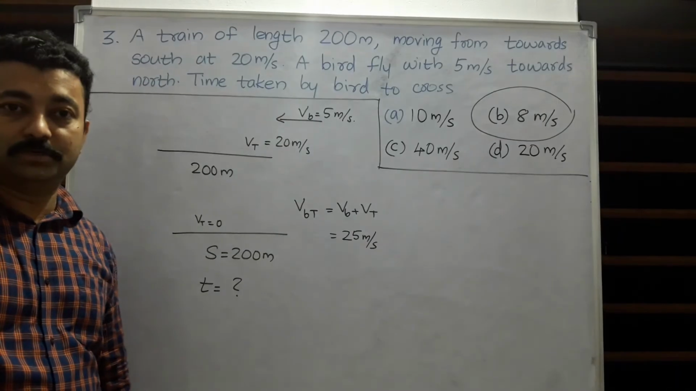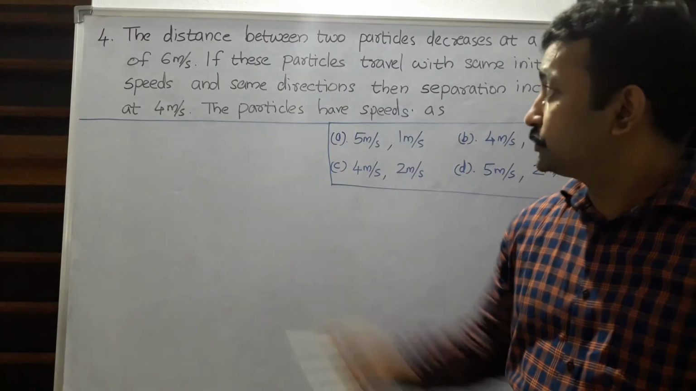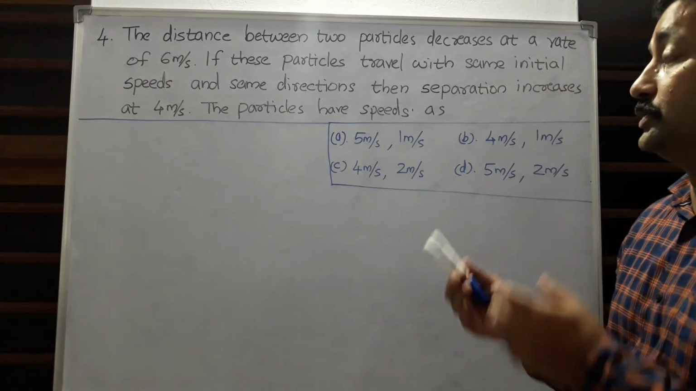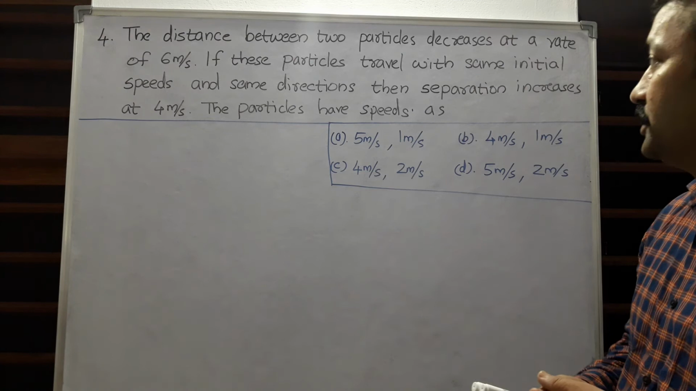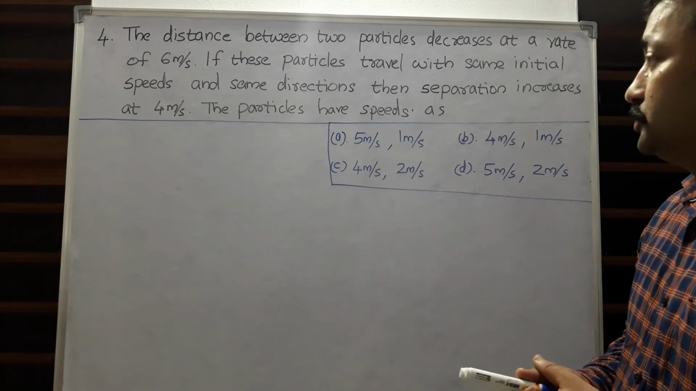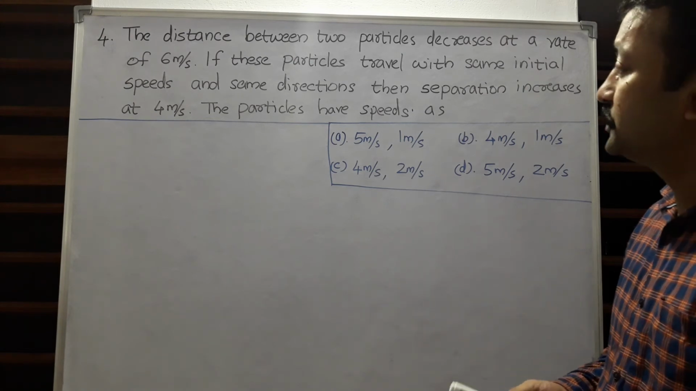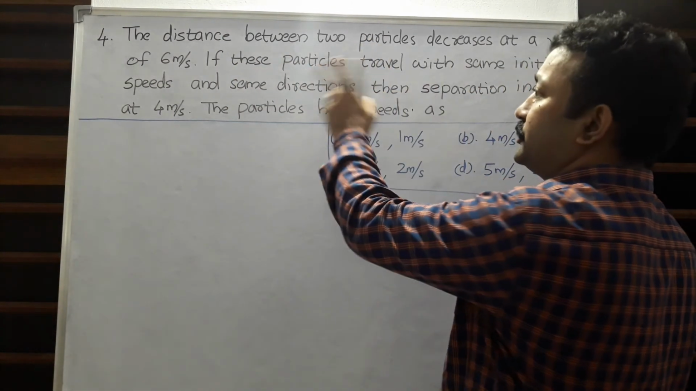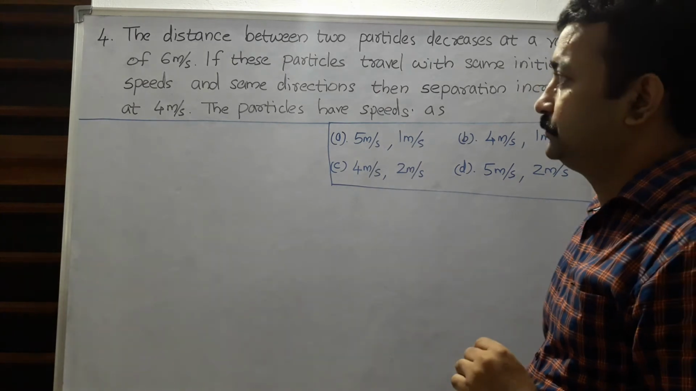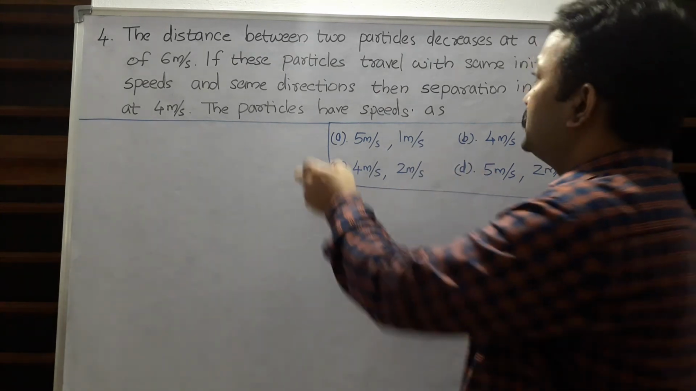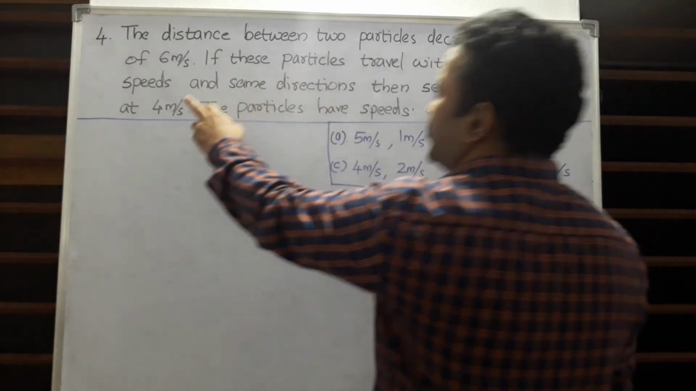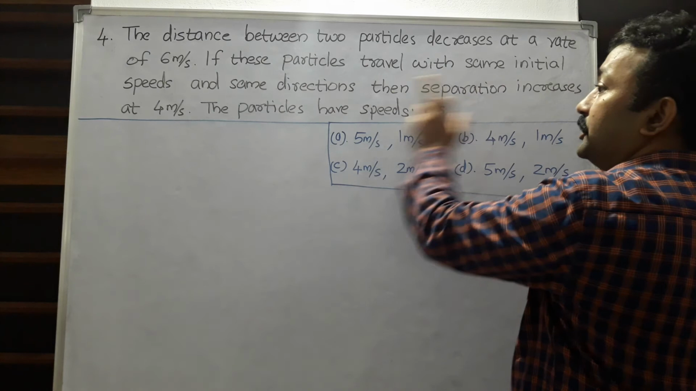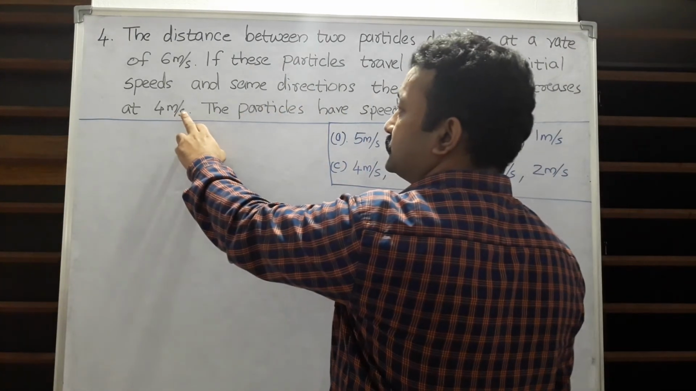The problem is very simple, a conceptual question to check your knowledge based on relative velocity, how efficient you are at doing problems related to relative velocity. The problem is given like: the distance between two particles decreases at a rate of 6 meter per second. Now, if these particles travel with same initial speeds and same directions, then separation increases at 4 meter per second.